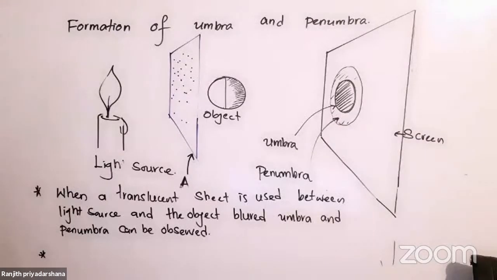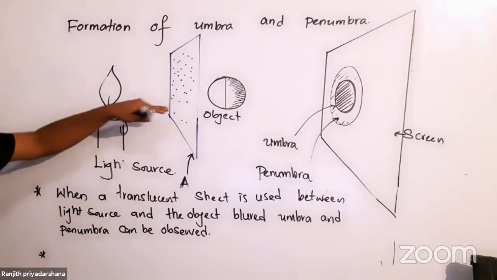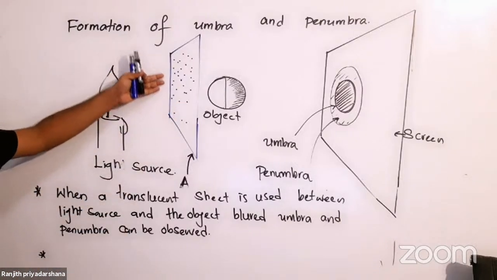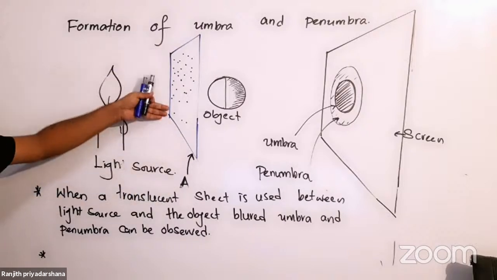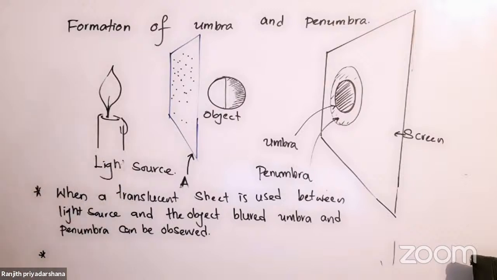Sir, do we have to draw that? No need to draw because we have drawn the setup. What we have to do is just change this A. A means the plain object here. Next time, what do we do?